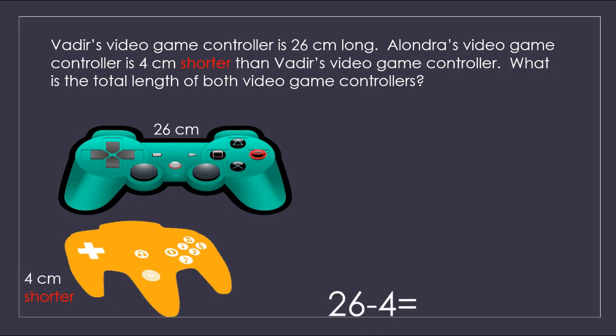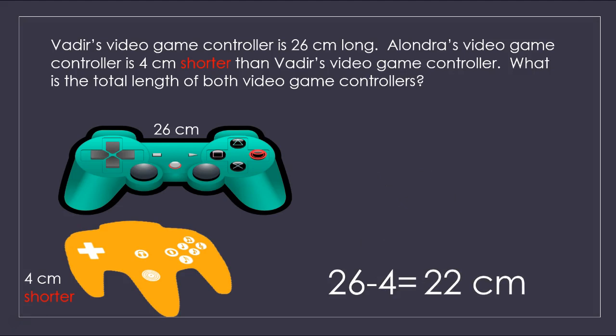Did you say that our first step would be 26 minus 4? Good job. What answer did you come up with for 26 minus 4? Did you get 22 centimeters? So now we know that this video game controller right here is 22 centimeters long. Now go ahead and write and solve the next number sentence to figure out how long they are.